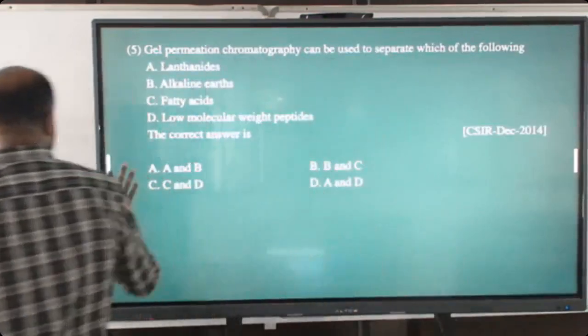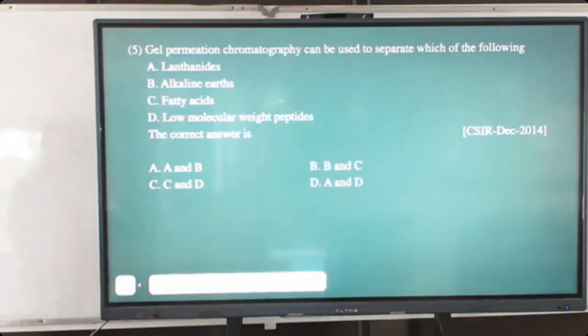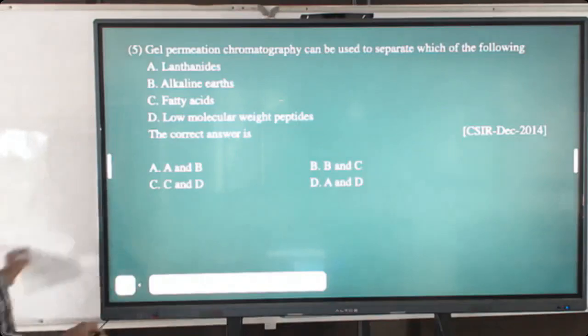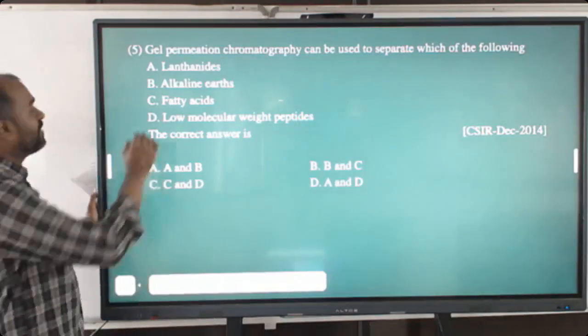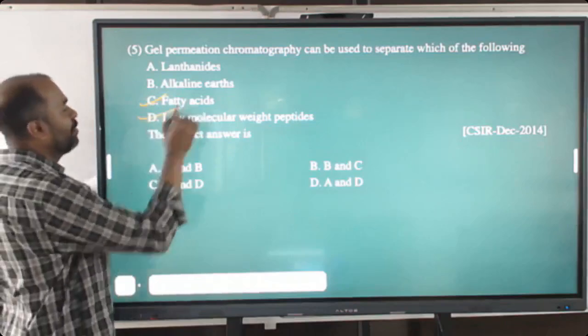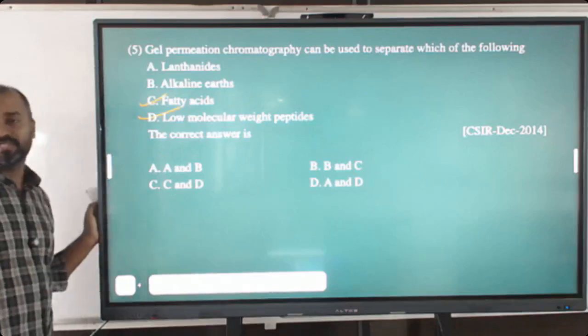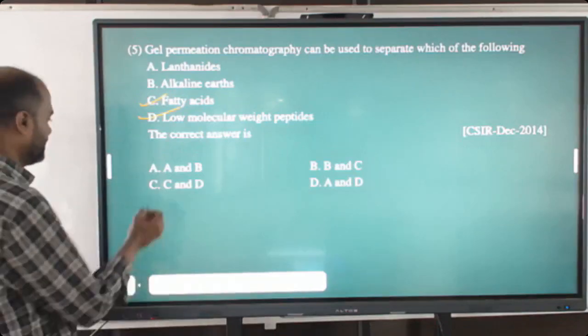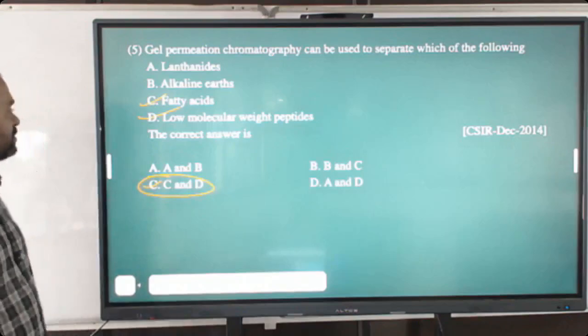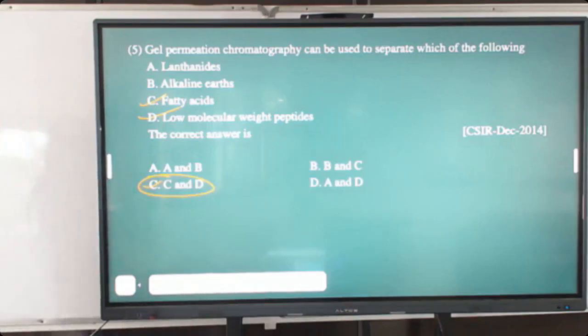Question number 5. Gel permeation chromatography can be used to separate which of the following? It can separate long molecules. Fatty acids are long molecules, and also low molecular weight peptides. Polymers, peptides, fatty acids, proteins, etc. Fullerenes also. Option C and D are the correct answers. Question number 5, option C and D.